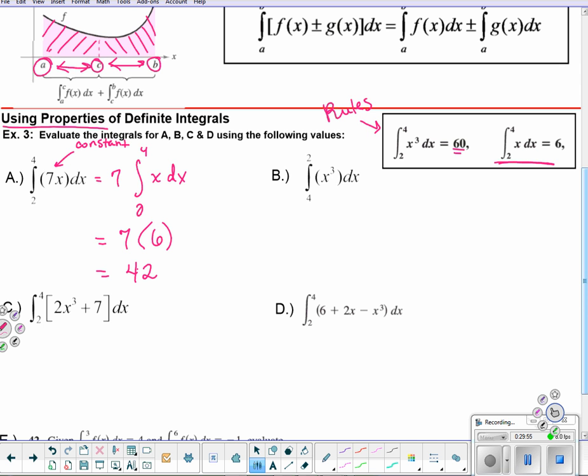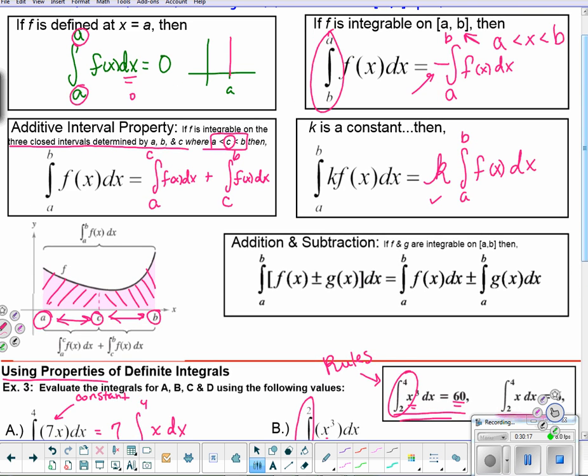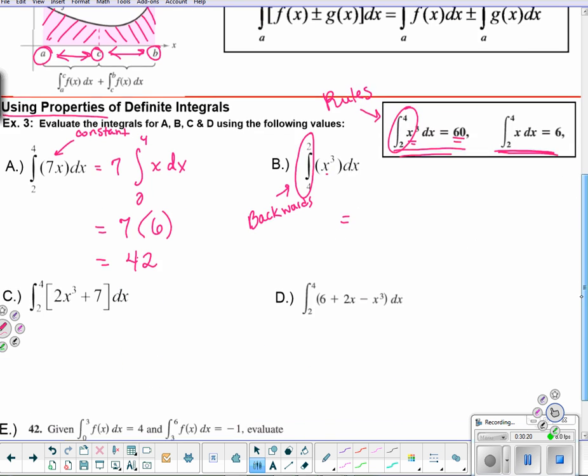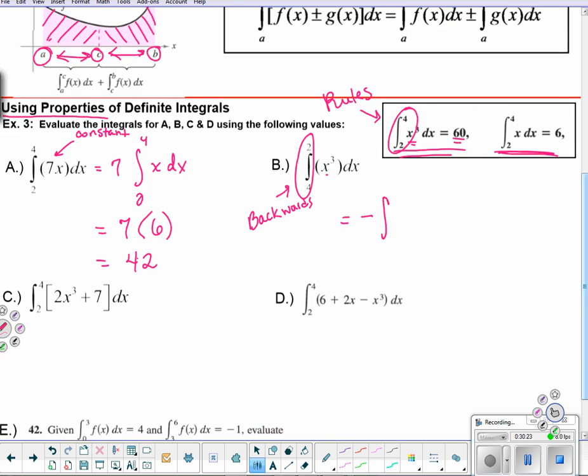So it's all about making it so that I can utilize these rules of the game. I've got x cubed, so I know I've got to follow this rule. This one was set from 2 to 4. Oh, darn it, these are backwards, right? I've got the larger value on bottom. So we can switch that by utilizing this particular property, and in order to flip them over, I will use a negative out front. So 60 was the value for 2 to 4, and then I've got a negative, so it turns out to be negative 60.